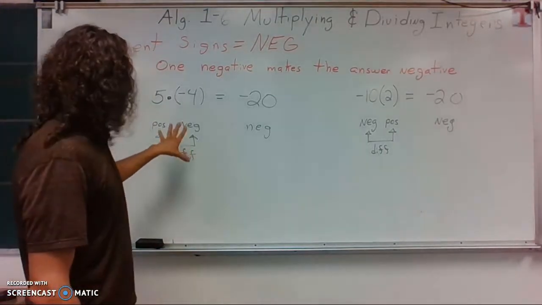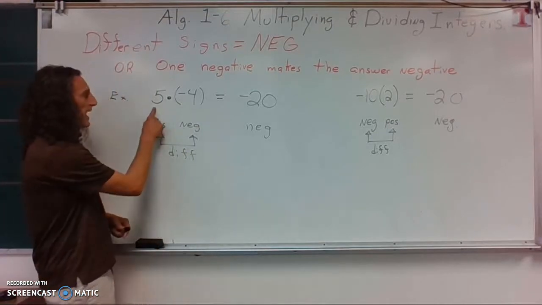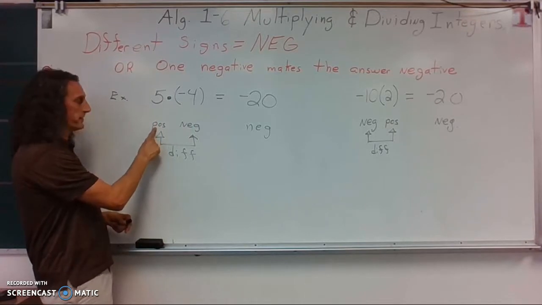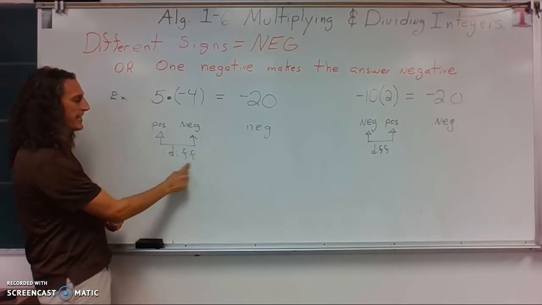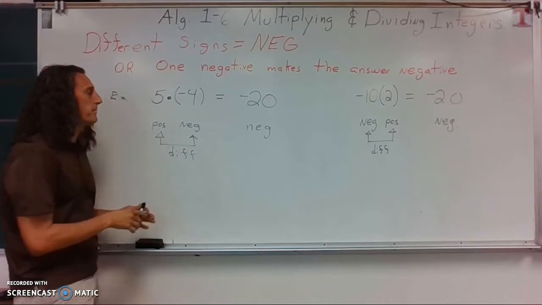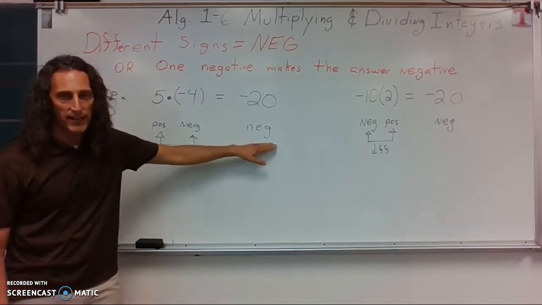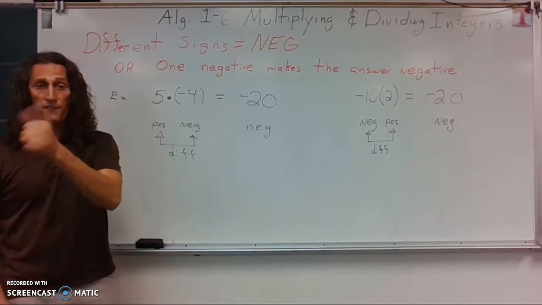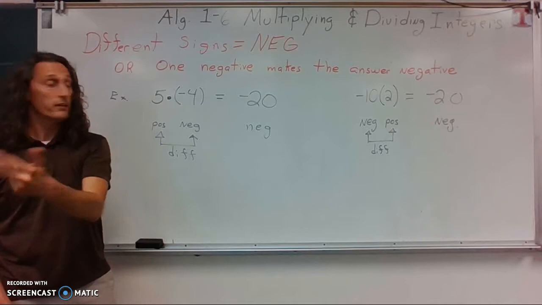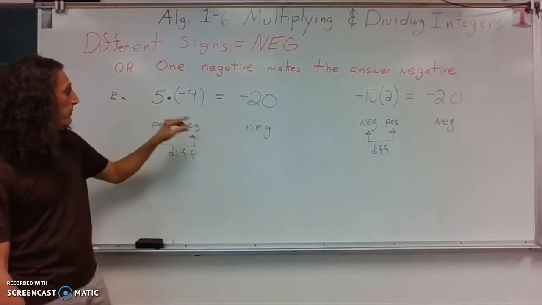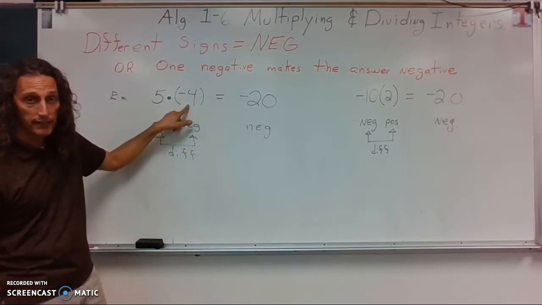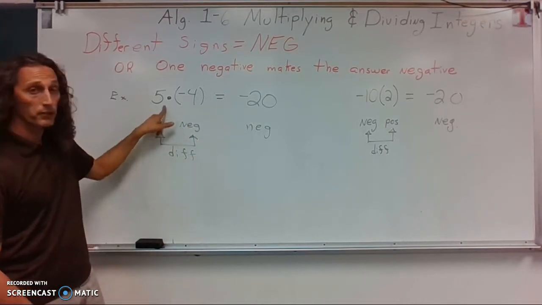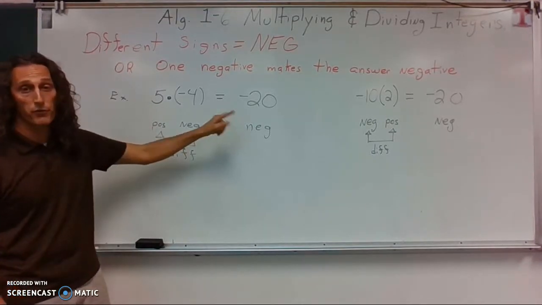So here's my two examples. I have a 5 times a negative 4. Well, the 5 happens to be positive. The 4 is a negative. They are different signs. That means my answer is going to be a negative answer. So you just go 5 times 4 on the calculator or count it on your fingers. 5, 10, 15, 20. You get 20, but remember, one negative sign makes your answer negative. And it does not matter about the size. Look, the 5's bigger and he's positive. That doesn't make your answer positive.